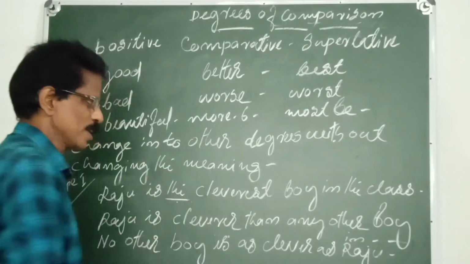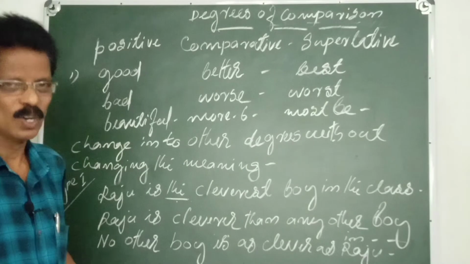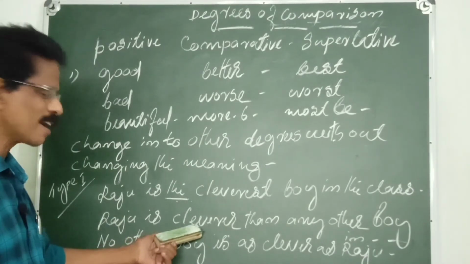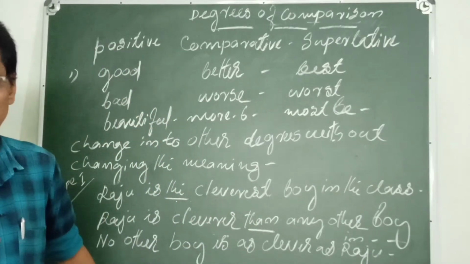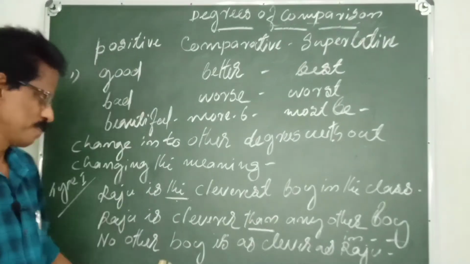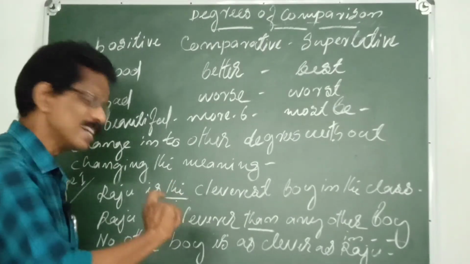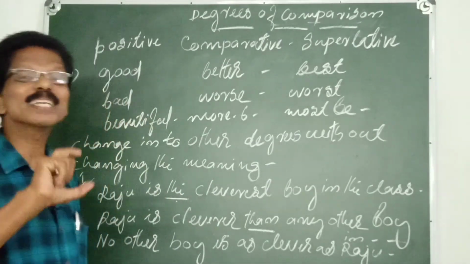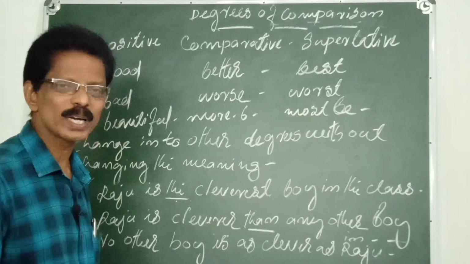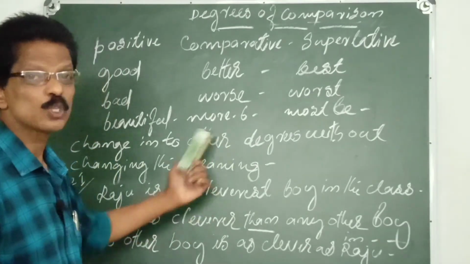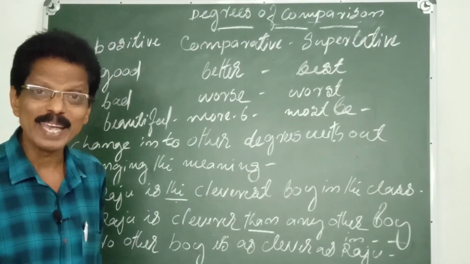The must be there. So, you can change into comparative degree without changing the meaning. For example, Raju is cleverer than any other boy in the class. This "than" is a word of comparison. Don't forget, with the comparative, you have to use the word than. Raju is cleverer than whom? Any other boy in the class. Though the degree used is comparative, the meaning is one and the same. So you can change into other degrees without changing the meaning.